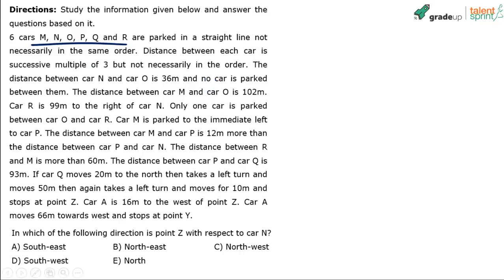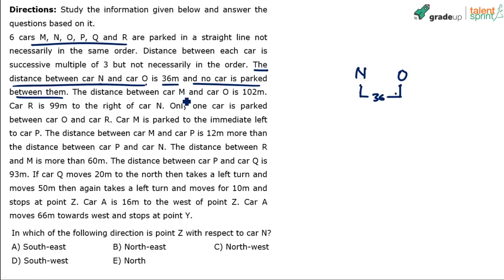Now the distance between car N and car O is 36 meters, and no car is parked between them. This is a very useful piece of information. He says that the distance between N and O is 36 and there is no car parked between them. So I can say N and O are consecutive cars. So let me take N here and O here. The distance between these two cars is 36. I'll just indicate that. The distance between N and O is 36 meters.